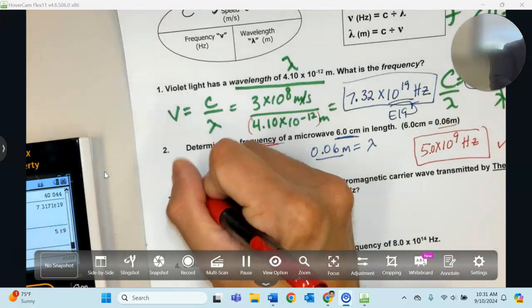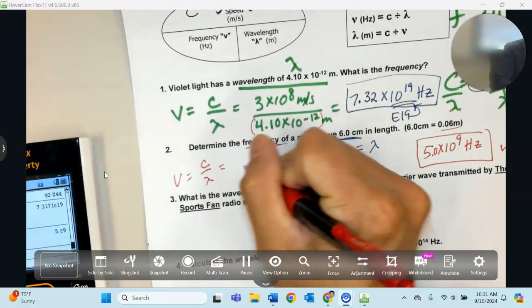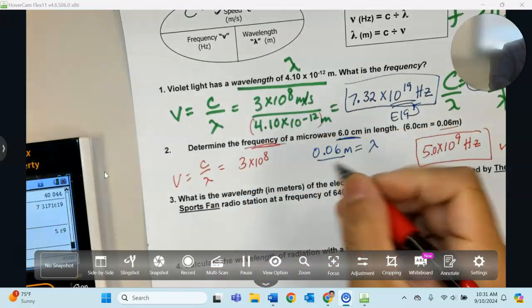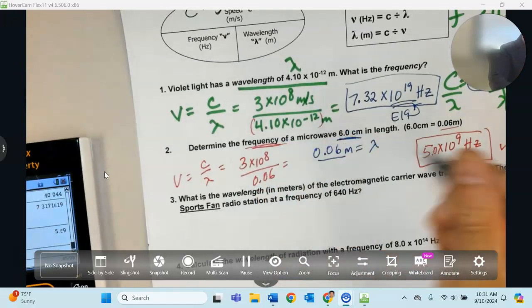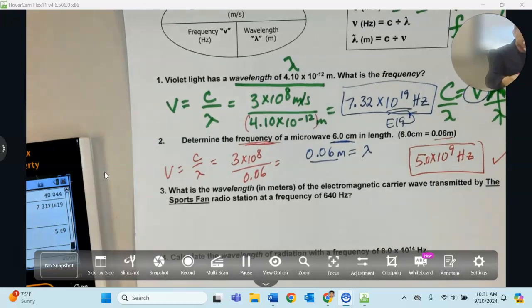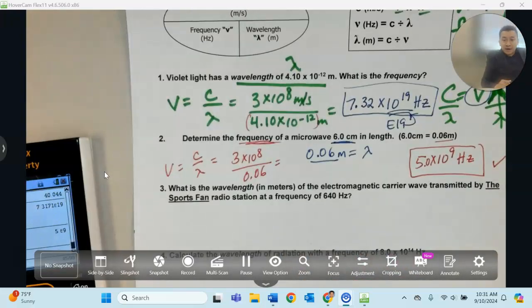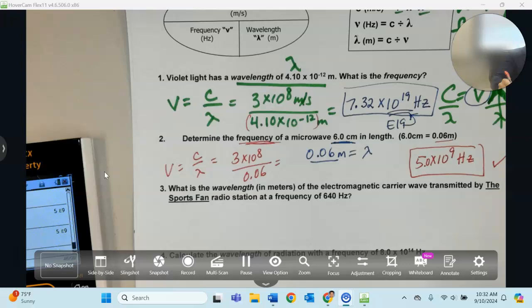You got that good. So V is equal to C over lambda. C is 3 times 10 to the 8 divided by 0.06. There's no scientific notation on that. There is if you want, but that should have been your work there, and you should have gotten 5 to the 9. Did I type it right? Let me try that again. 3 times 10 to the 8 divided by 0.06. 5 times 10 to the 9 hertz. Yes.